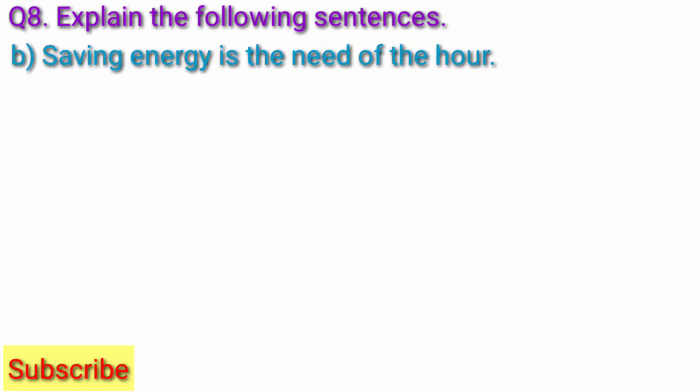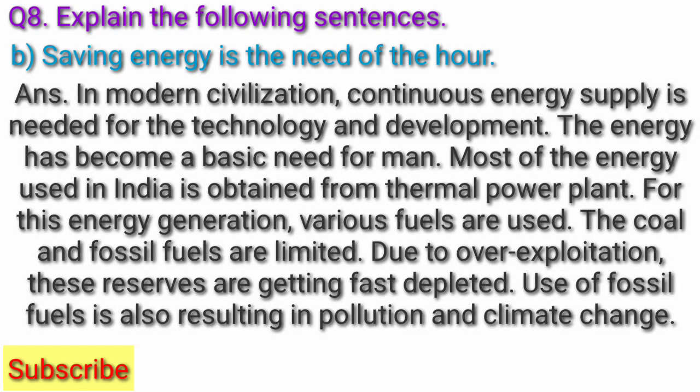B. Saving energy is the need of the hour. Answer. In modern civilization, continuous energy supply is needed for technology and development. The energy has become a basic need for man. Most of the energy used in India is obtained from thermal power plants. For this energy generation, various fuels are used. The coal and fossil fuels are limited. Due to over exploitation, these reserves are getting fast depleted. Use of fossil fuels is also resulting in pollution and climate change.